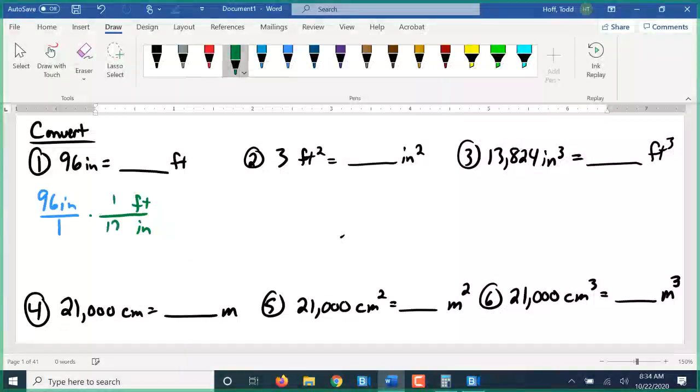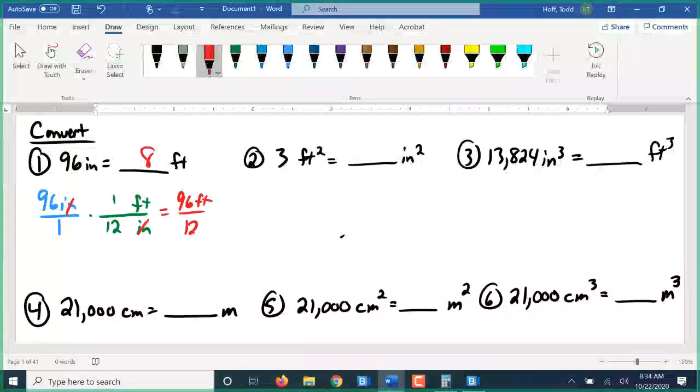And we know 1 foot is 12 inches. The inches cancel out. We have 96 times 1 foot is 96 feet. On bottom, 1 times 12 is 12. 96 feet divided by 12 is 8 feet.